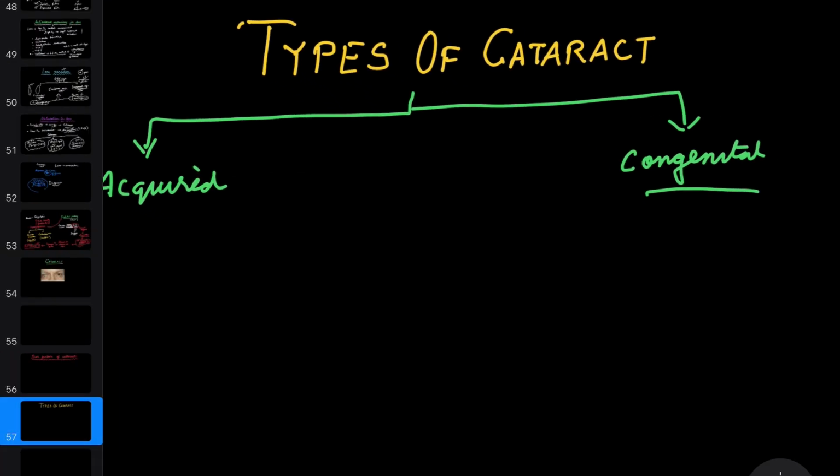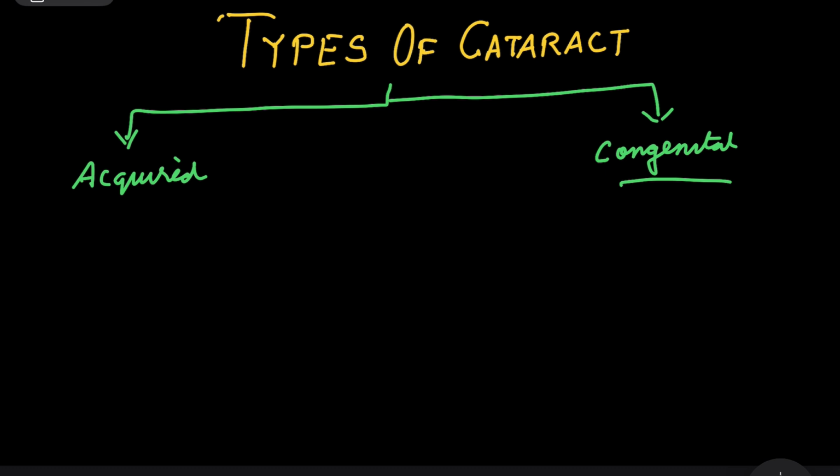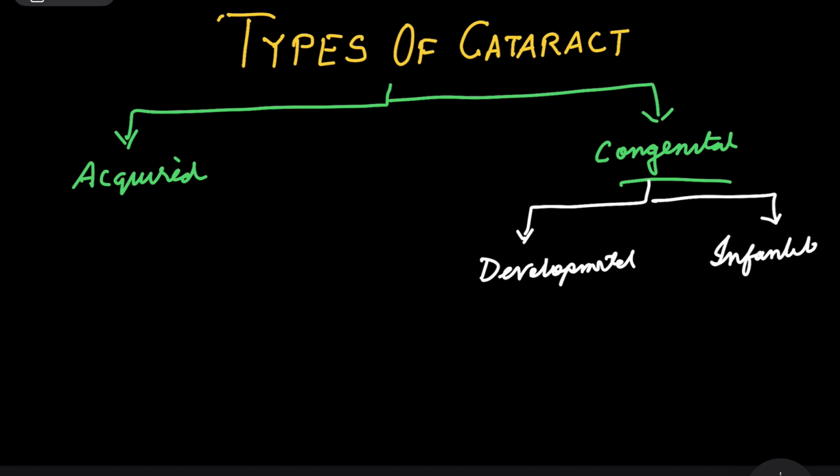Now, with this knowledge at our disposal, let's go back to the classification and you will see how this knowledge becomes applicable. Congenital cataract can be of two types. Now see how this knowledge comes into play. Congenital cataract can be developmental or it can be infantile. Infantile congenital cataract is when the cataract is developing within a year after birth, so the baby's age is less than 1 year. Whereas when it is more than 1 year, it is called developmental.